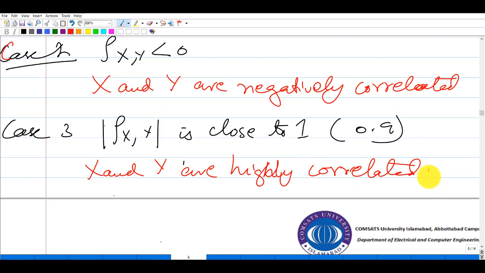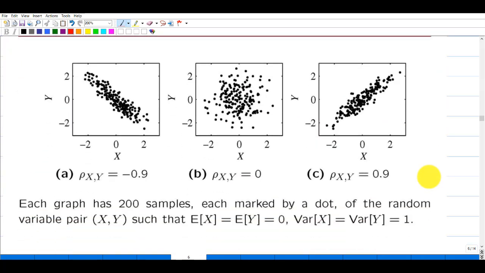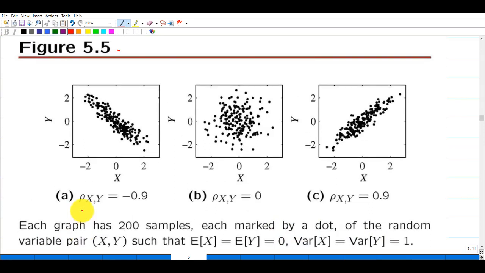So this can be visualized in graphical form. Each graph has 200 samples, each marked by a dot of the random variable pair XY, such that the expected value of X is equal to the expected value of Y, which is equal to 0, and the variance of X is equal to the variance of Y, which is equal to 1.